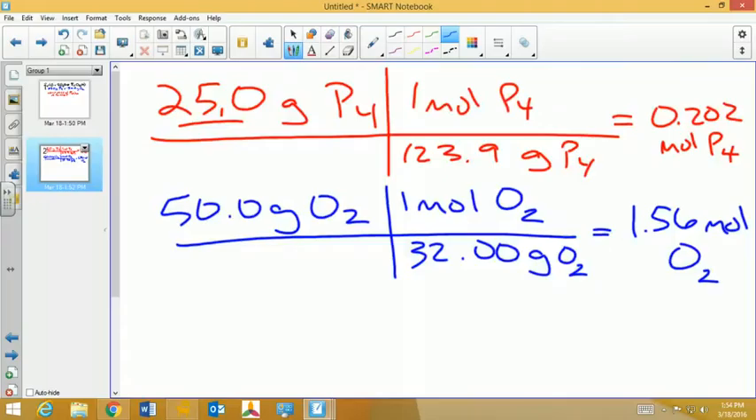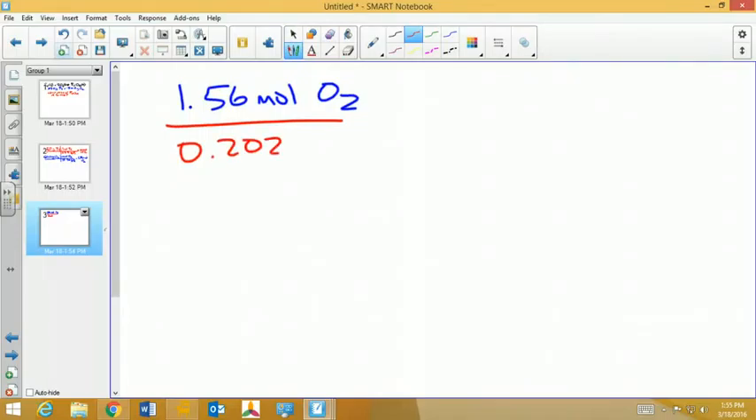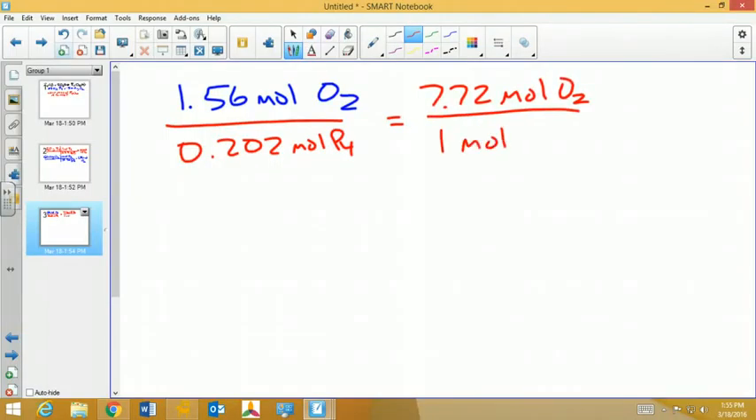What I want to do is take those 2 moles and put them into a ratio. So I'm going to take 1.56 moles of O2 and divide that by 0.202 moles of P4. I put the larger one on top. Nothing special about that, just because it's easier to get a whole number. So I get 7.72 moles of O2 for every 1 mole of P4.